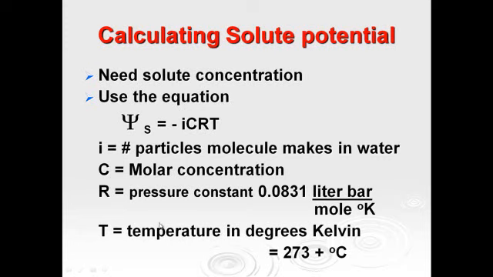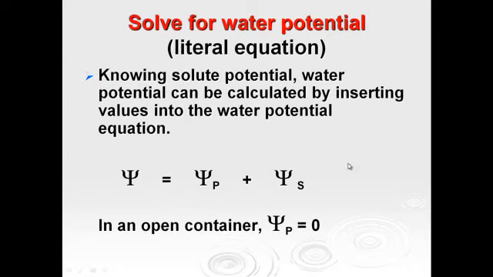T is the temperature, but it's in Kelvin. So what you do is you take 273 plus your temperature in Celsius. So if the temperature in Celsius is 27, then your temperature is 300 in Kelvin. If it's 25, then it's 298. So you just need to be aware of what the temperature is. Make sure you put it in Kelvin. Now, our values for pressure potential are almost always going to be 0. So let's consider this 0. So your water potential is going to equal your solute potential.